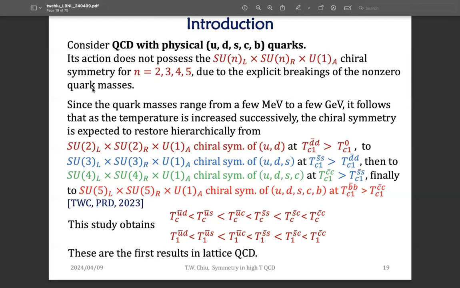Yeah, computing the disconnected diagram for the charm is easier than for the up and down. Sure, of course.